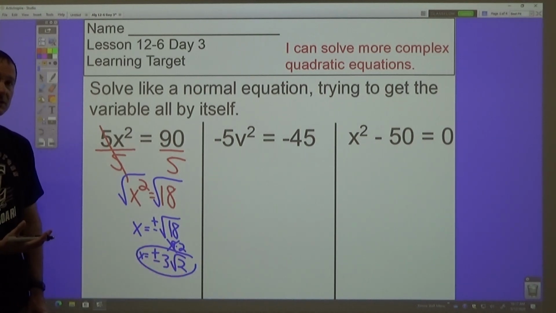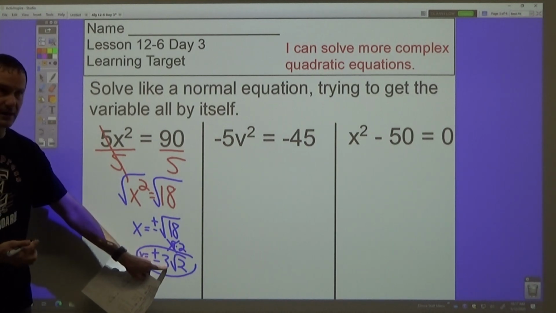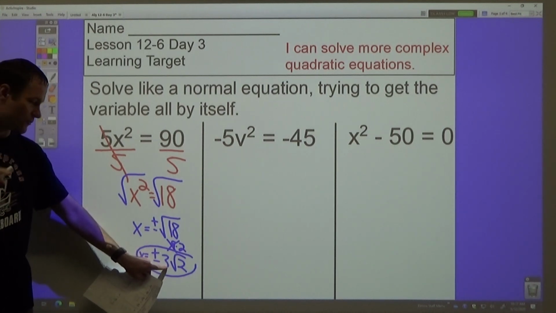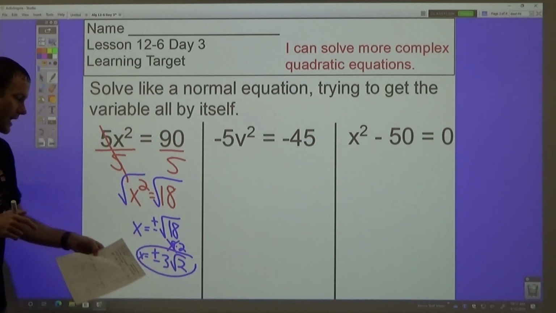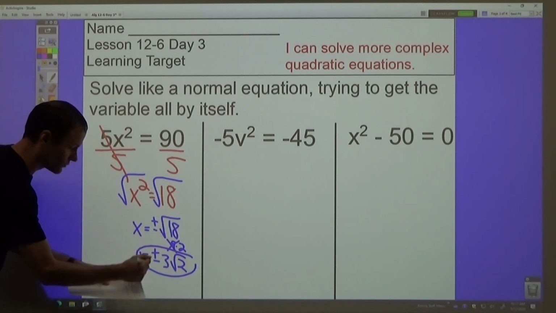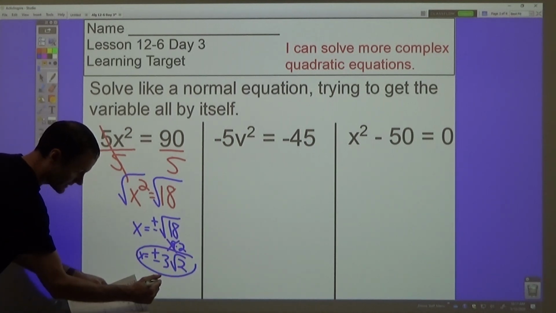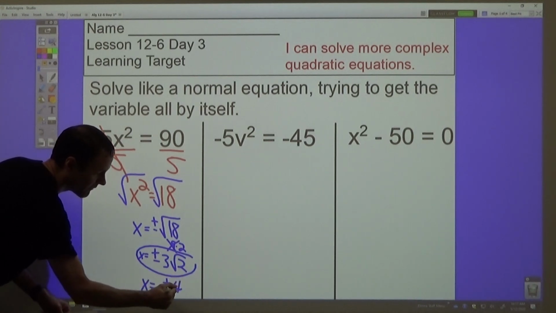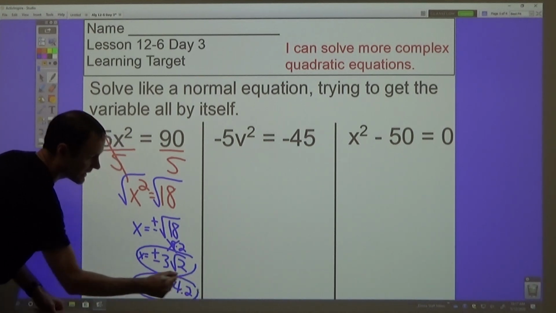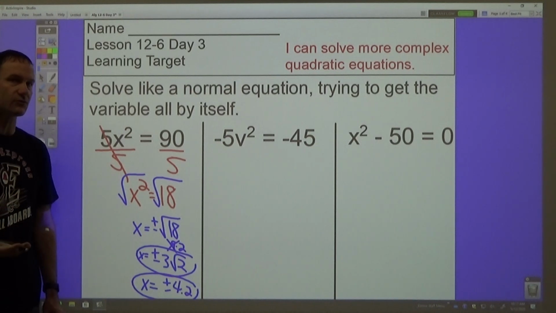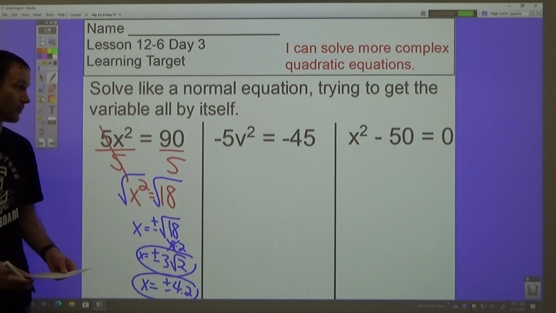If we wanted to change it into a decimal, you need to type in 3, second button, square root button, 2. And as a decimal, we're just going to round it to the nearest tenth. So x equals plus or minus 4.2. Again, half of your answers will be in simplest radical form, half of them will be in decimal form.